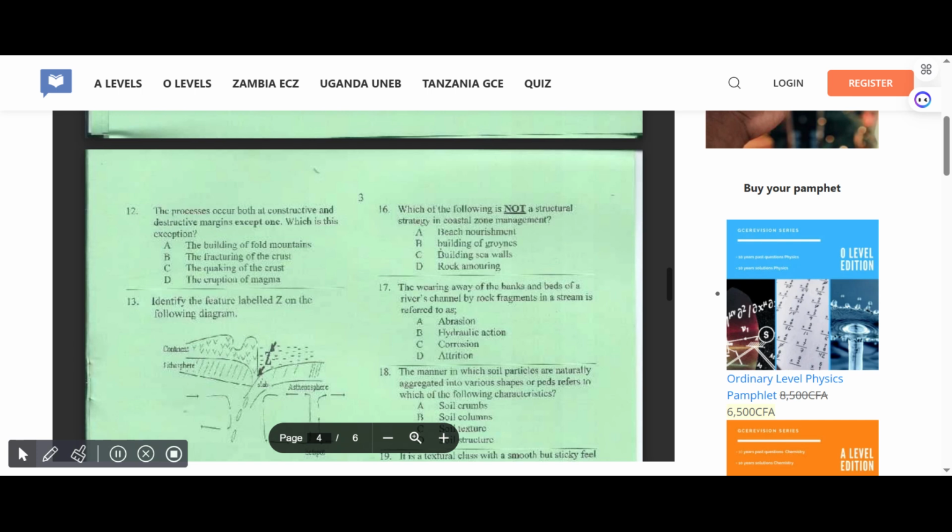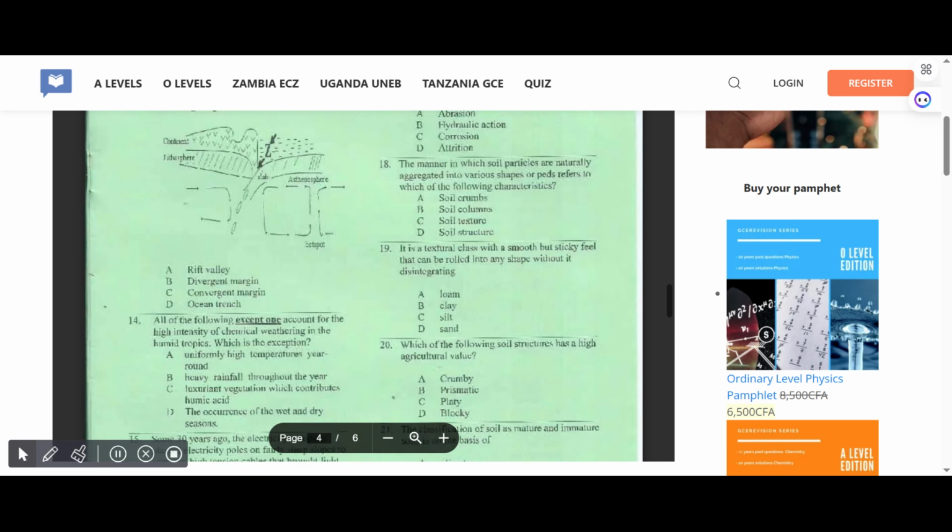Which of the following is not a structural strategy in coastal zone management? Correct answer is A, beach nourishment. The wearing away of the banks and beds of the river's channel by rock fragments in a stream is referred to as. Correct answer is A, abrasion.